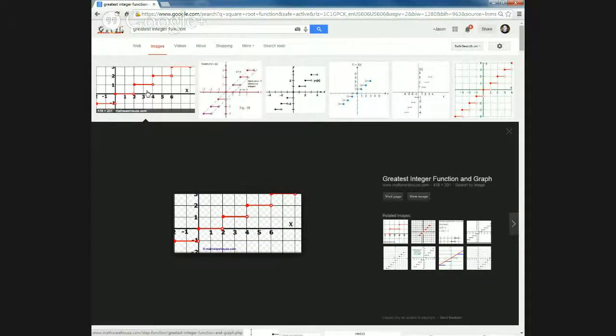Okay, so first, can you identify them? Constant, linear, polynomial, square root, absolute value, rational, greatest integer. It's all in your book. Okay, it's in 3.2. So can you identify it? Tomorrow we're going to go over graphing them, and we're going to play a little matching game. Okay.